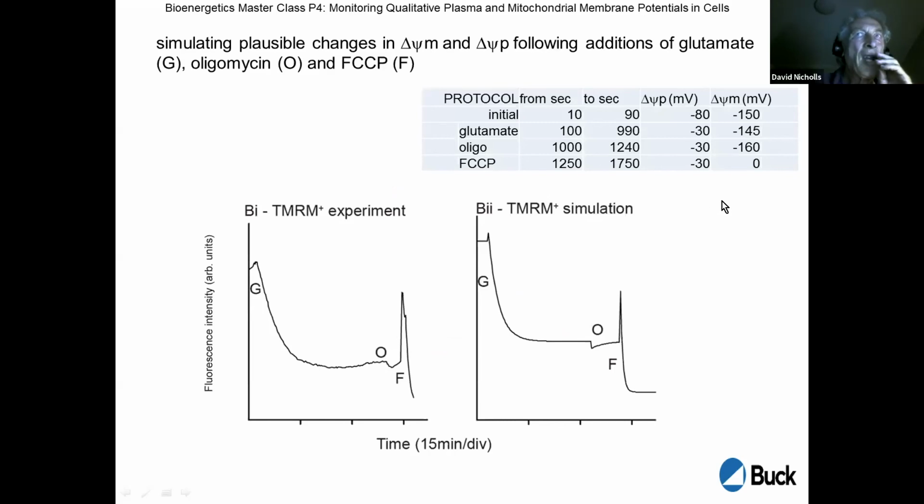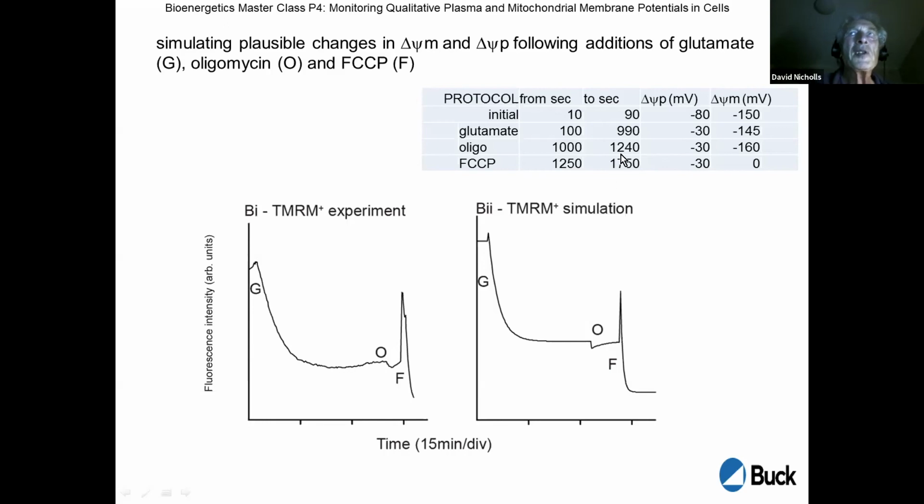And essentially, using exactly the protocols we've talked about with TMRM, the actual experiment of adding glutamate at this stage to activate the NMDA receptors, adding oligomycin to check for the oligomycin null point, and adding FCCP to check for quench conditions.